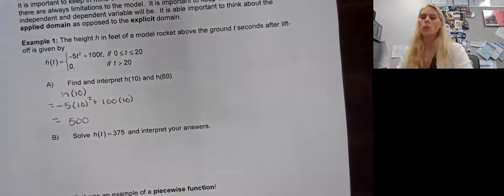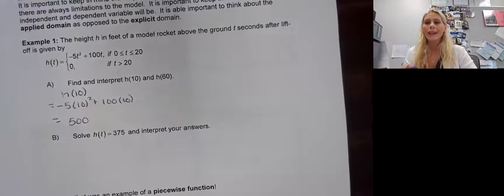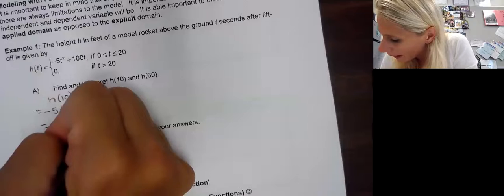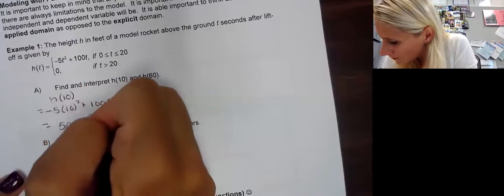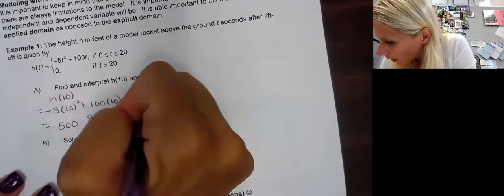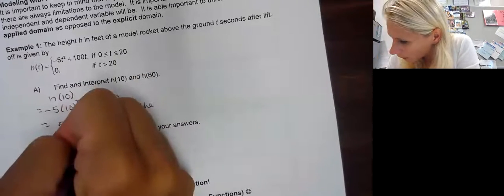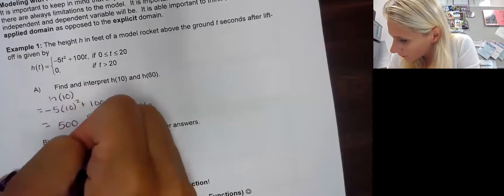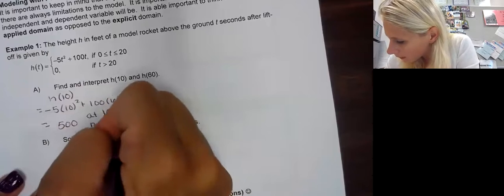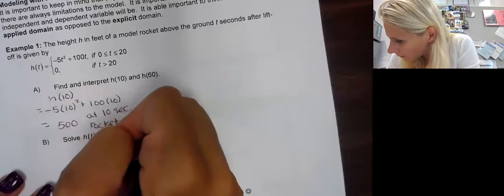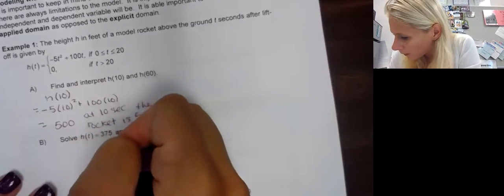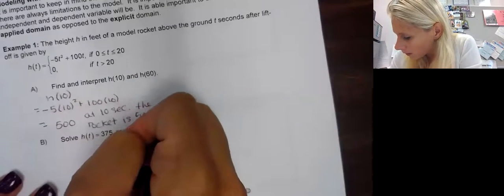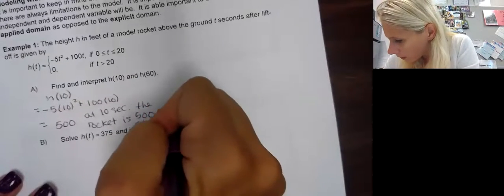Now it says interpret. We just found it. Interpret means writing a sentence beyond that, what this number is. So we can say at 10 seconds, the rocket is 500, and we're in feet, above the ground.